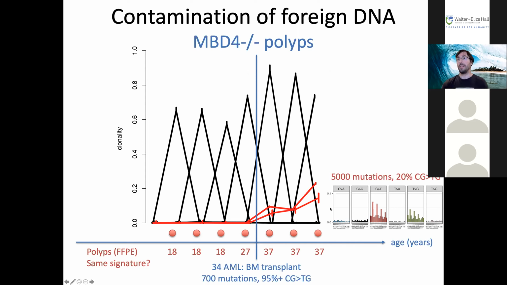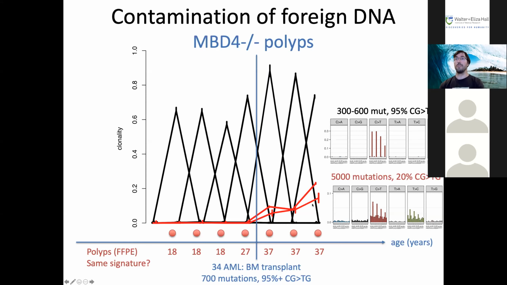The clonal tracking here makes it easy to remove these variants though. We just discount these two clones from the analysis, and we instead look at the mutational signatures of these clones here.